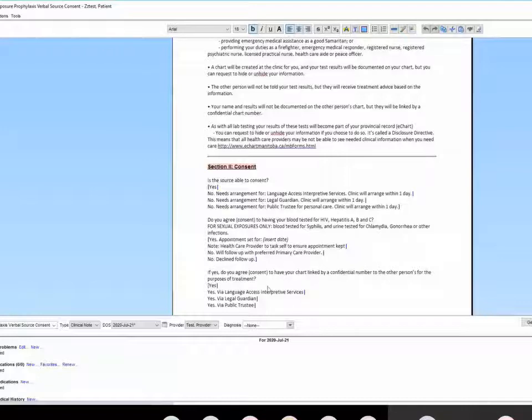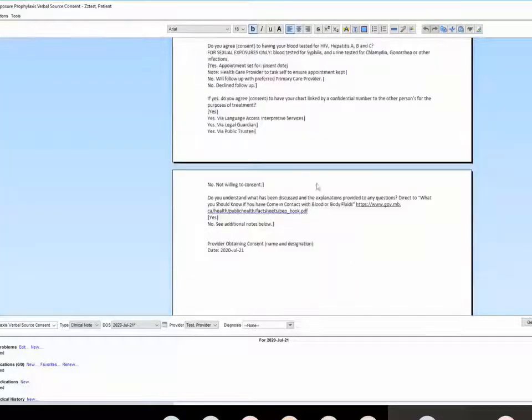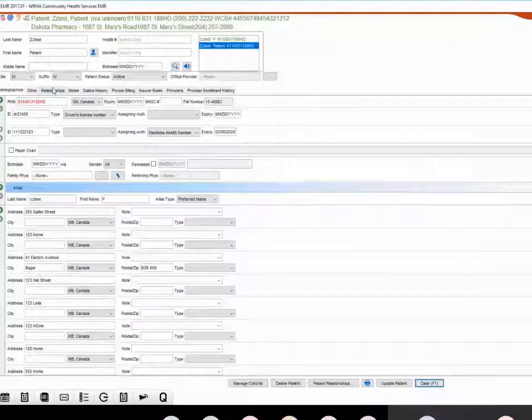But if they do come in and if they do agree, we also need the bottom question around whether they agreed to having their charts linked using the file number. And then obviously this section on questions, allowing them the opportunity to ask any questions they might have.